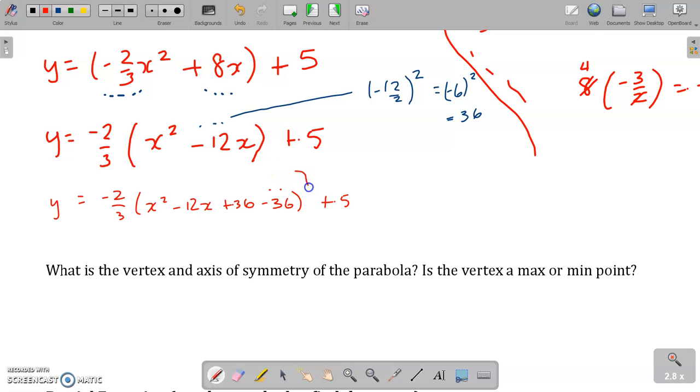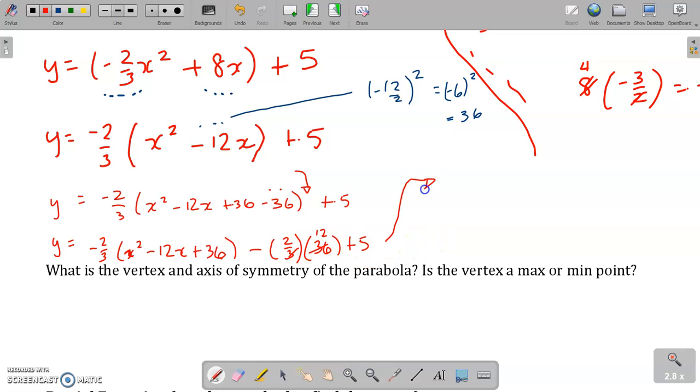Then we're going to be moving this out, but we also have to multiply it by the a. So it's always the same steps, and it makes more and more sense if you practice it. That's why I have to keep emphasizing, do your homework. x squared minus 12x plus 36. And now here we have minus 2/3 times minus 36 plus 5. Well, 36 divided by 3 is 12. So I'm going to go a little arrow up here.